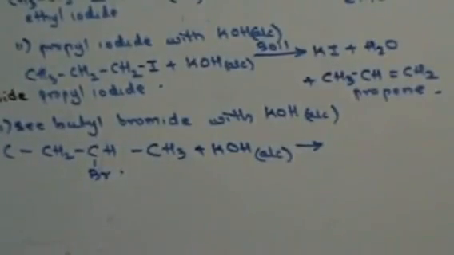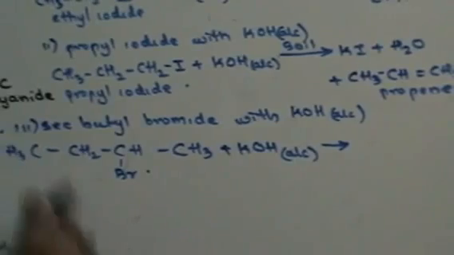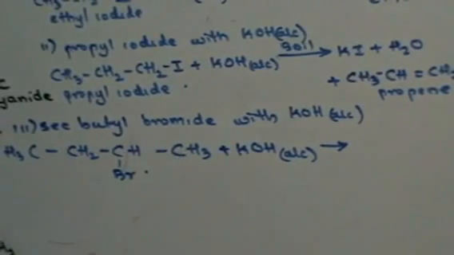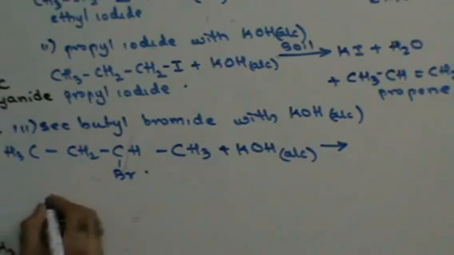Now guys, in this case, if I'm going to do dehydrohalogenation, the removal of halogen is very simple. The question is, from where do I remove the hydrogen atom? Should I remove it from here or should I remove it from here? From where do I remove the hydrogen atom? This is explained to you by a rule called Saytzeff's rule.